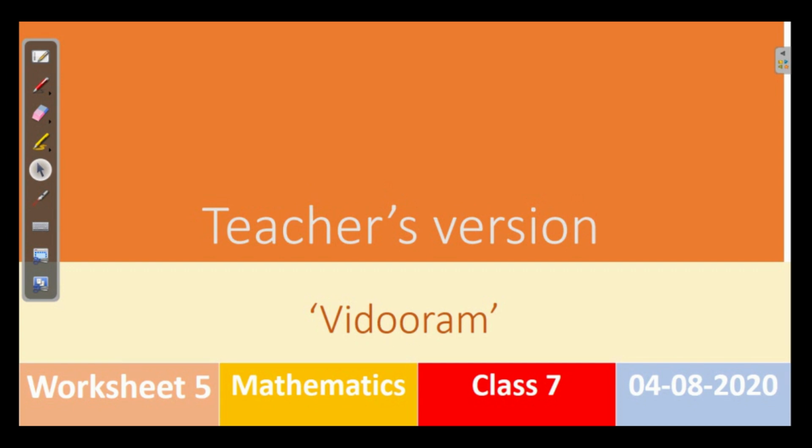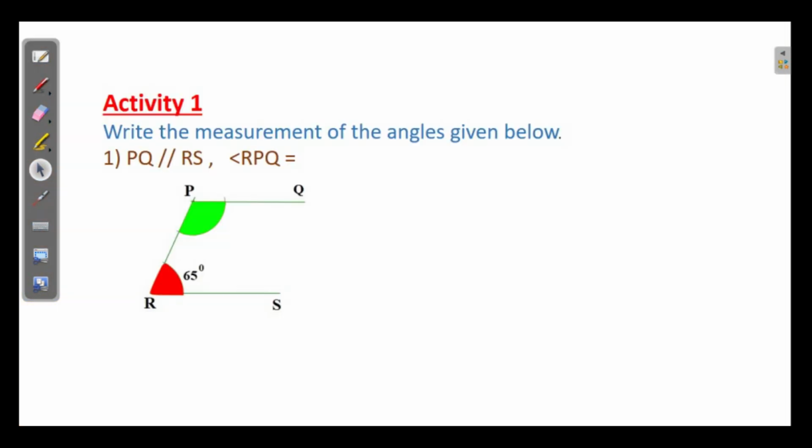Hi children, today let us discuss Vidooram worksheet 5 of class 7 mathematics. The first question is, write the measurement of the angles given below. Here PQ is parallel to RS and what is the measure of angle RPQ? It is given that angle PRS is equal to 65 degree.